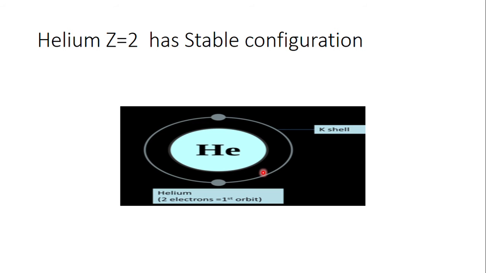An atom is in a constant struggle to attain a stable configuration. What is a stable configuration? Helium is said to have a stable configuration. That is, helium has only one shell. If an atom has just one shell and two electrons, then it is said to have a stable configuration. Here helium has two electrons, that is, atomic number Z equal to 2. So we have two electrons in the K shell, and it is said to have a stable configuration because it has two electrons in its outermost, and the one and only, shell, which is the K shell.